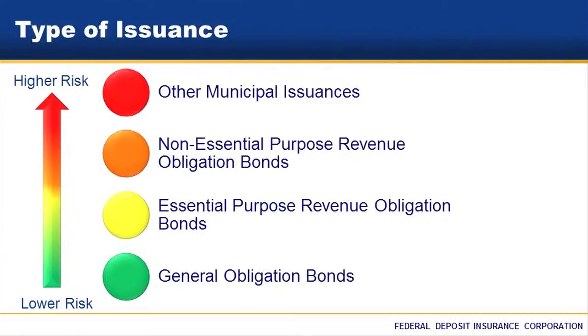Non-essential purpose revenue obligation bonds, which fund projects such as hospitals or multifamily housing facilities and other higher risk municipal issuances, have less stable repayment streams and greater credit risk. As a result, expanded analysis of the obligor's financial condition and fiscal responsibility is necessary. Assessing the obligor's financial condition is the third factor in basic credit risk analysis.